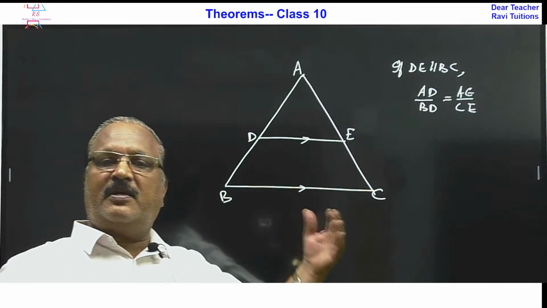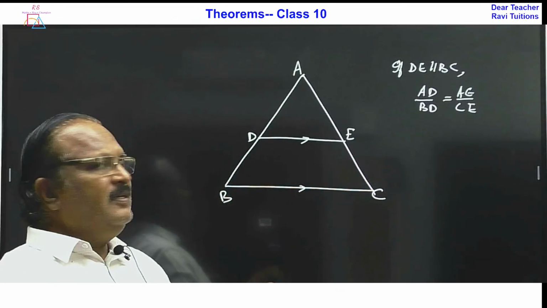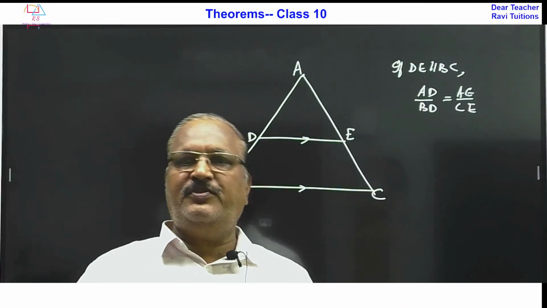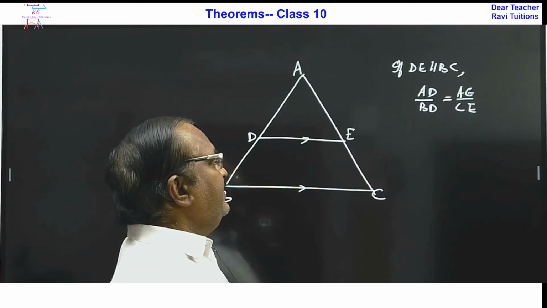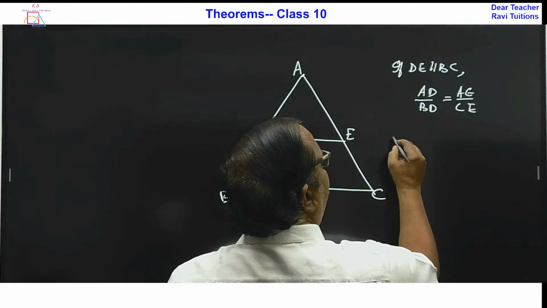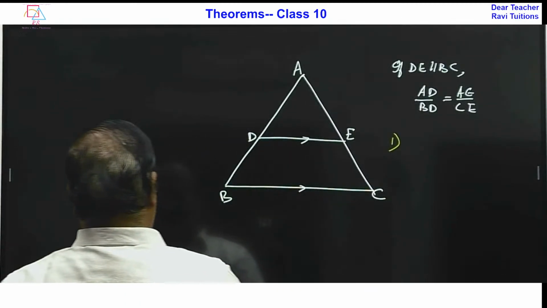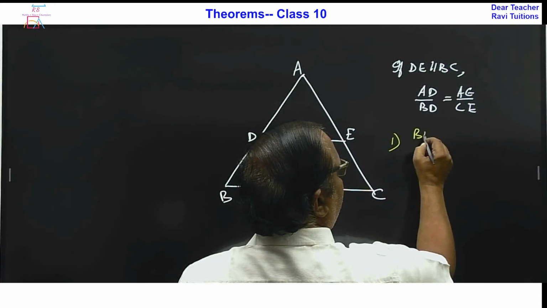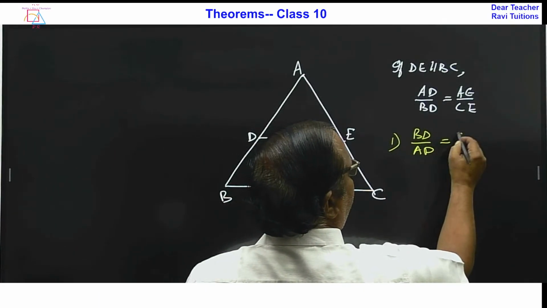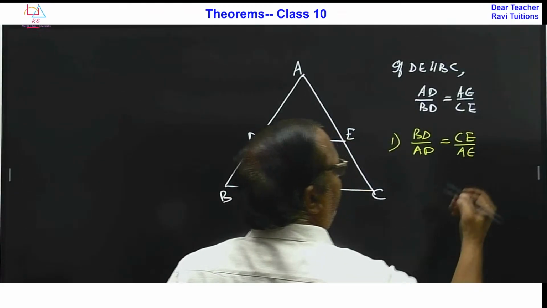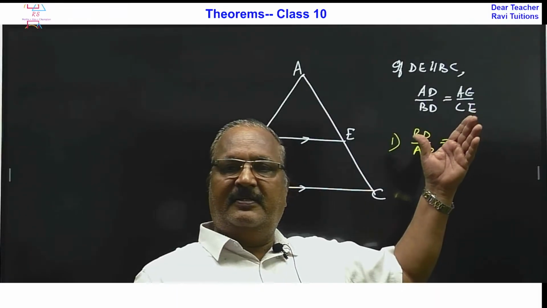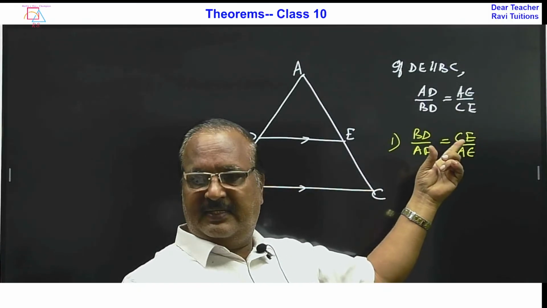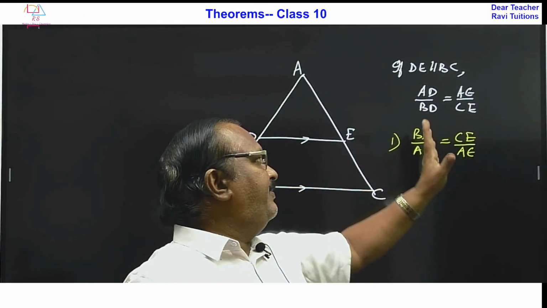Corollaries are also there on this. Corollaries means the extra points which are based on the theorem. Sometimes it may be given in reverse order. That means he may ask us to prove BD by AD is equal to CE by AE. That is reverse order, so don't get confused. First you do this and take the reciprocal for this. That's it. No need to be afraid of this.